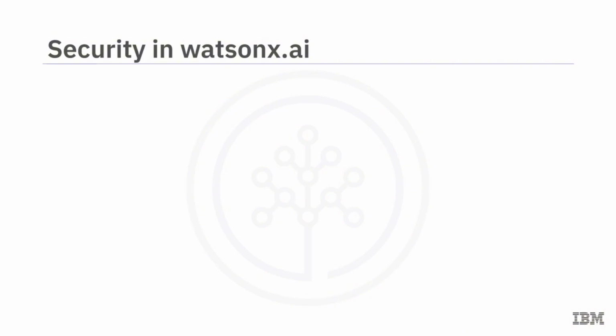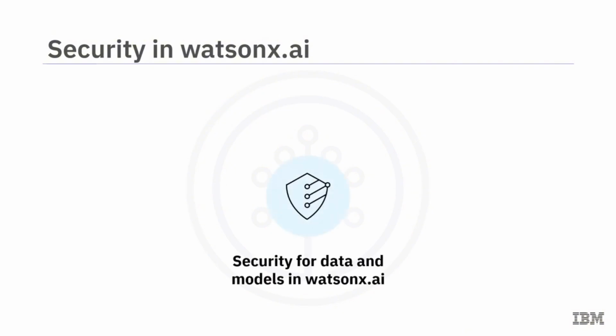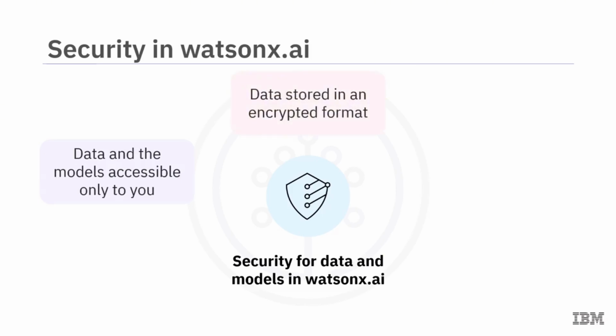IBM Watsonx.ai ensures the security of the data and models you work on. Your data and the models you create are accessible only to you. Your data is stored in an encrypted format. The models that you create are also private to your account. IBM does not have access to your data or models, and they will never be used by IBM or any other person or organization without your permission.